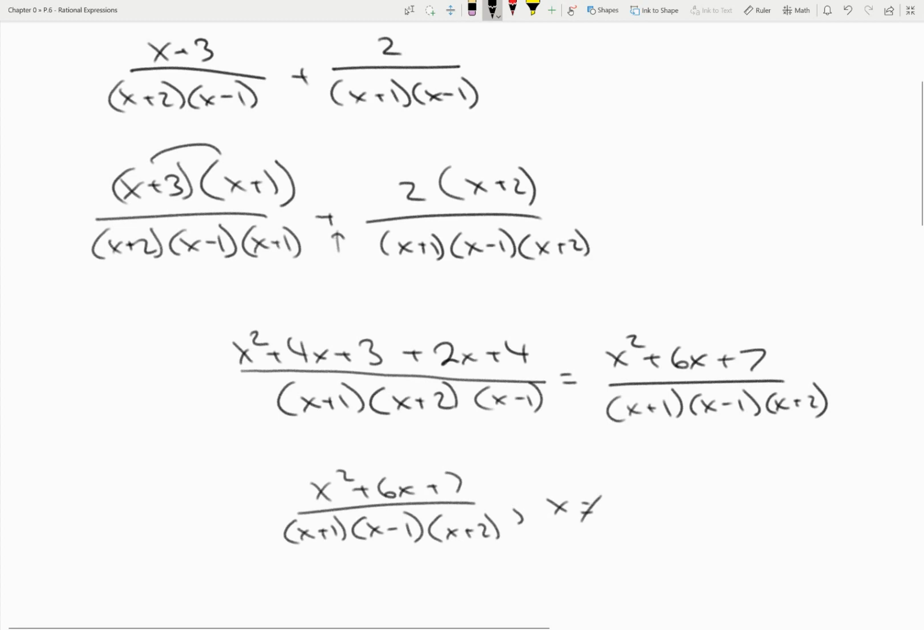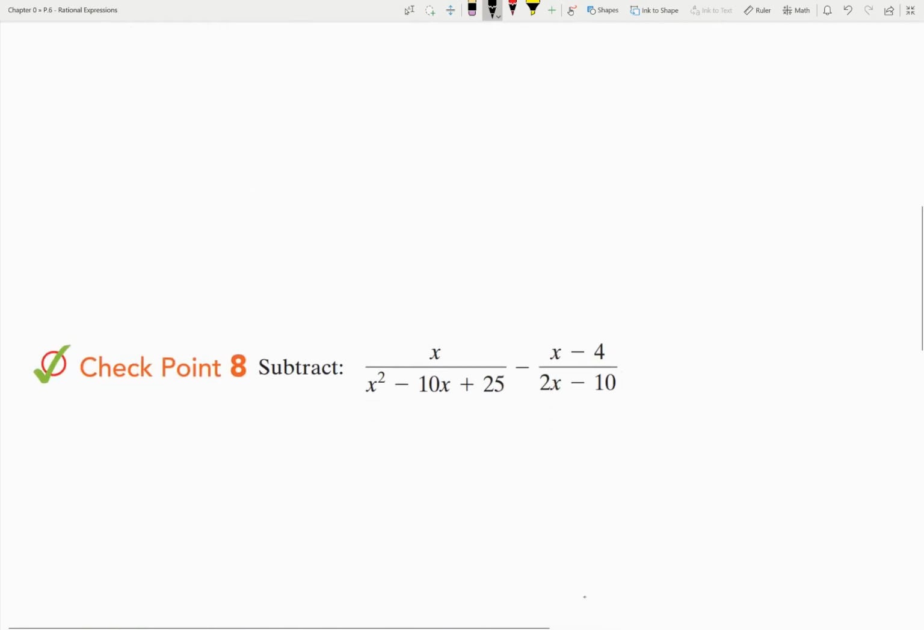x is not equal to anything in the denominator that makes it 0. So plus or minus 1 and negative 2. Let's try that again. Let's try our checkpoint problem.